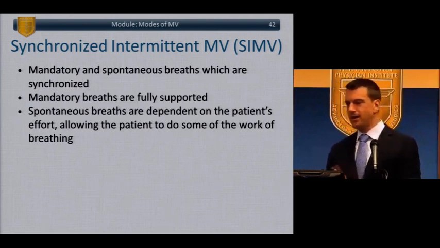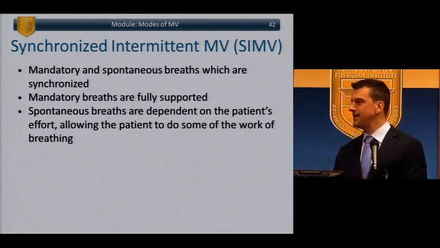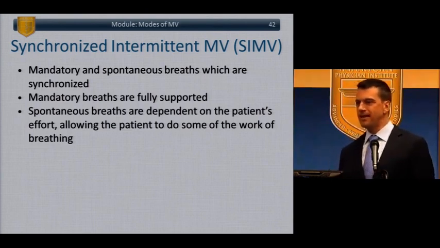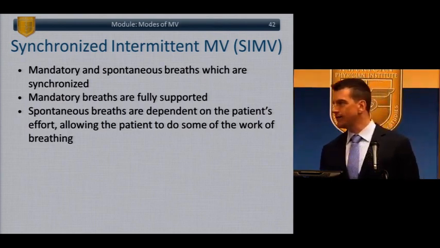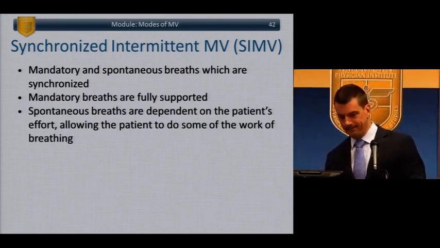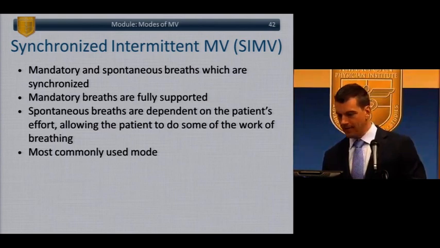So the spontaneous breaths allow the patient to do some work. This is good. You want the patient to do some work of breathing. When you're in assist control, your diaphragm wears out, you just lose your strength and your ability. SIMV forces the patient to do some work every now and then so they don't completely become reliant on the ventilator. This is most common again.